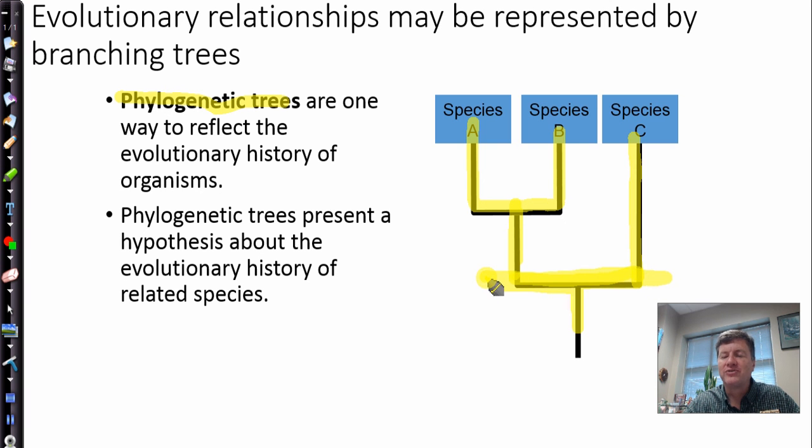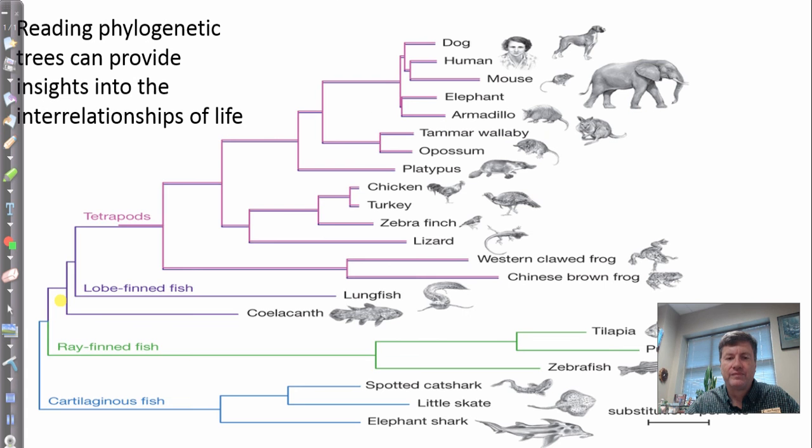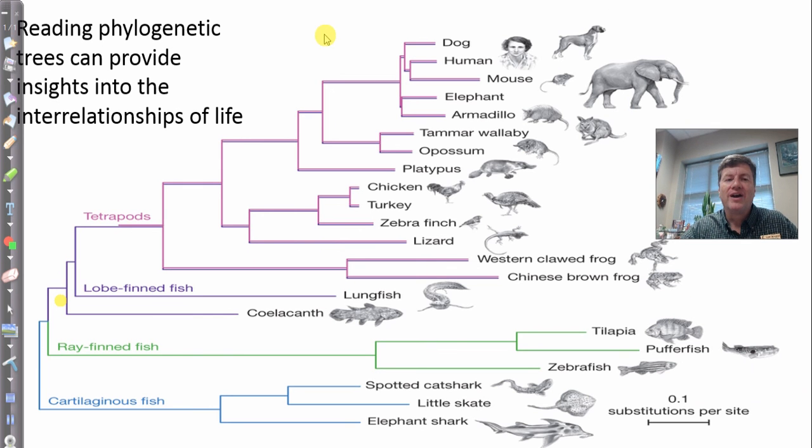I should probably change colors. But these trees represent hypotheses, or represent our best understanding of how things are interrelated and interconnected. So when you see these large trees, this is one that I've seen recently, they show how we believe things are related to each other in a big scheme of things.